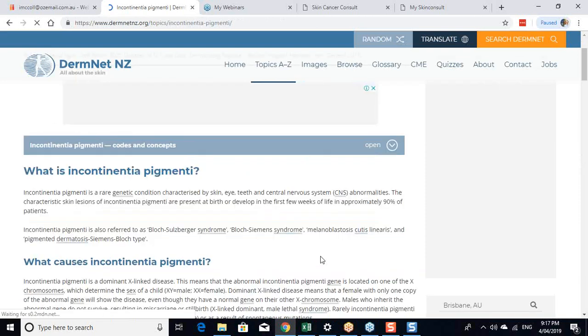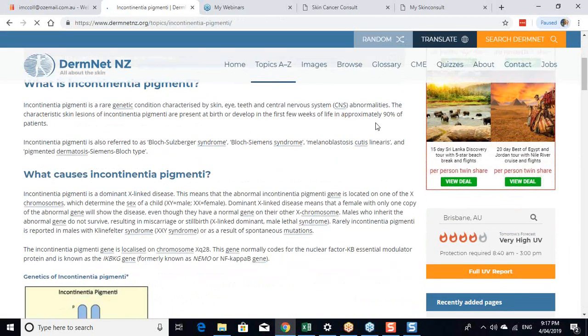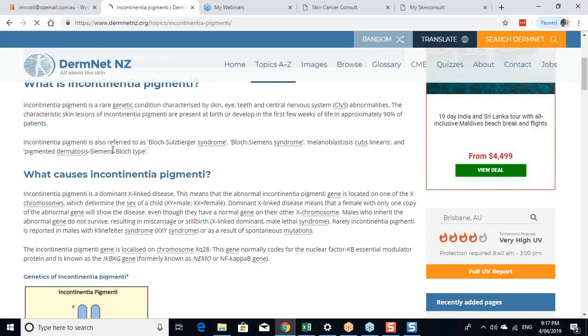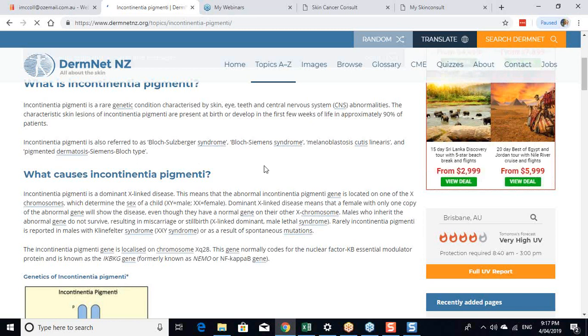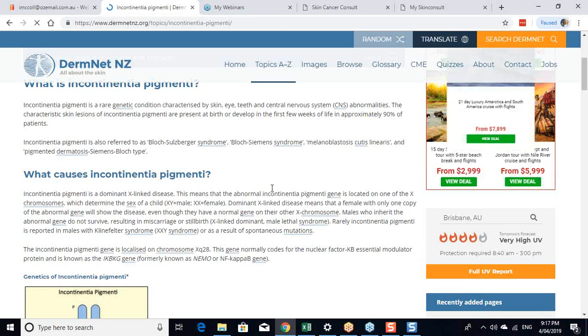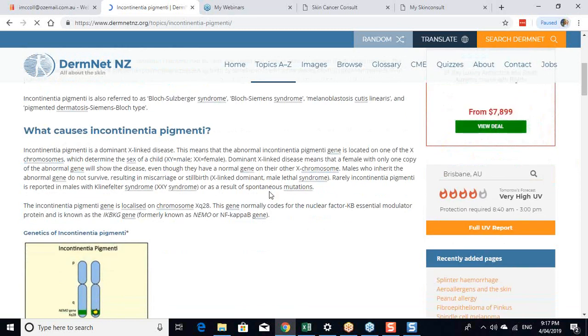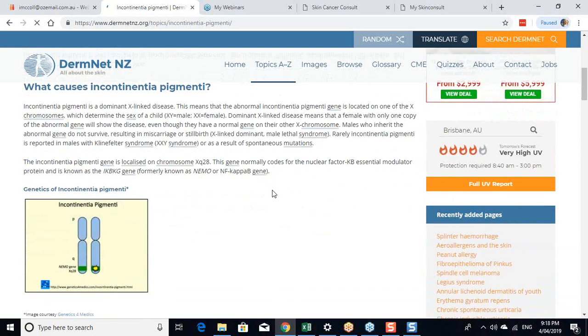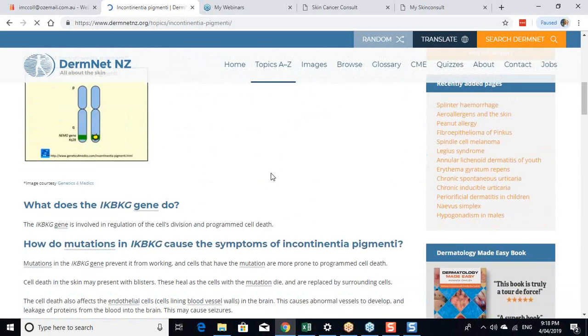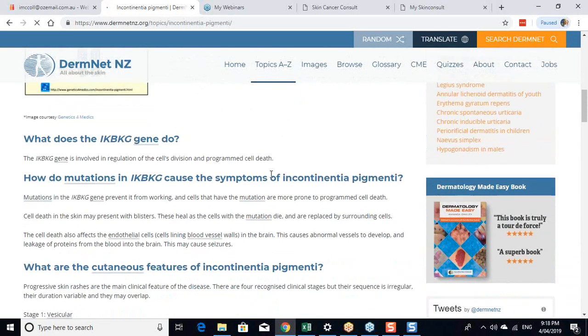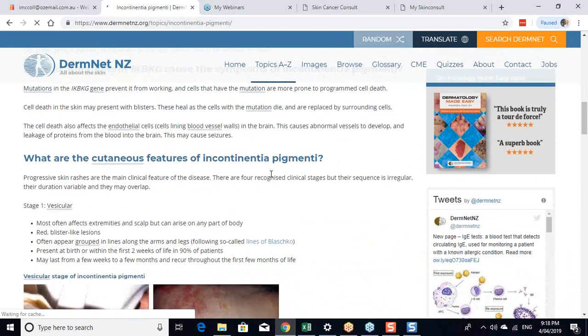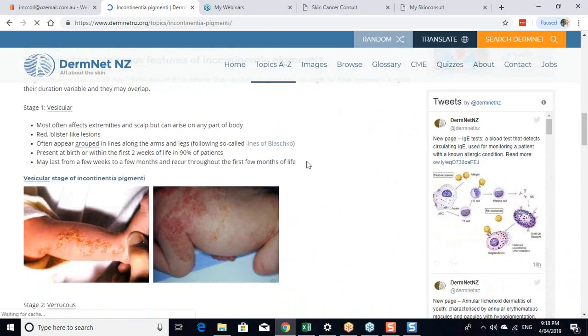So the other problems that they can have: missing teeth, and they can have some CNS issues later on as well. But the lesions develop in the first few weeks of life in approximately 90% of patients, and the patients are usually females. Don't need to know much about the aspects of the genetics or the mutations or anything like that. It's just that sequence of skin lesions.